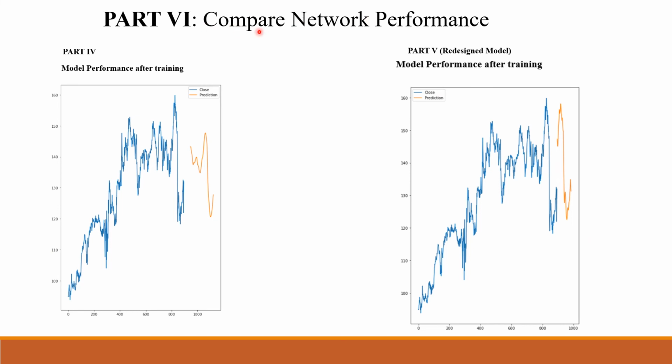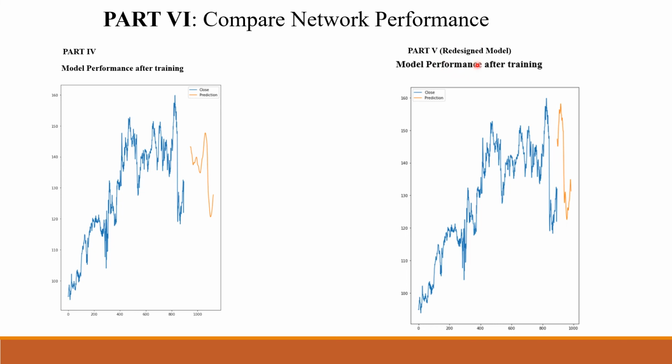So when you compare the network performance, I start off by comparing the model performance after training for both models. This was the first one as we had discussed, and this is the second one. The orange lines are the predicted values, the blue ones are the closed values, which are the true values. So the model did not perform that well. It's not close to the actual values.